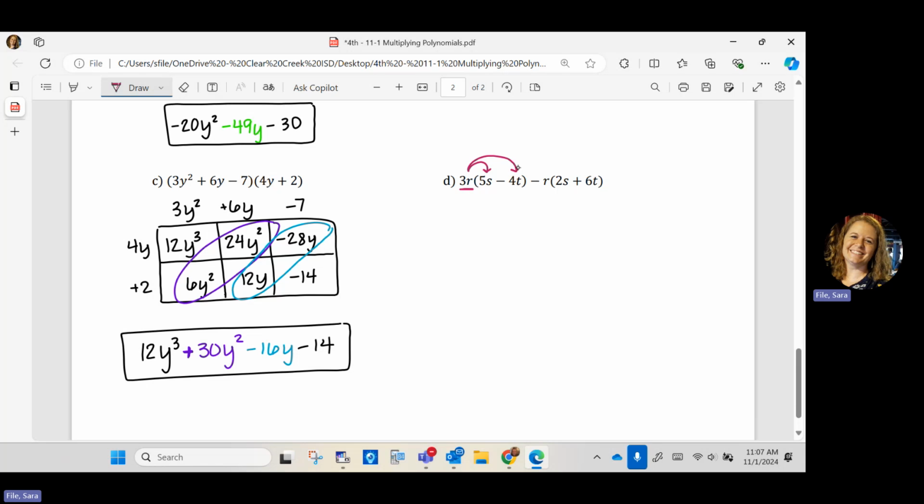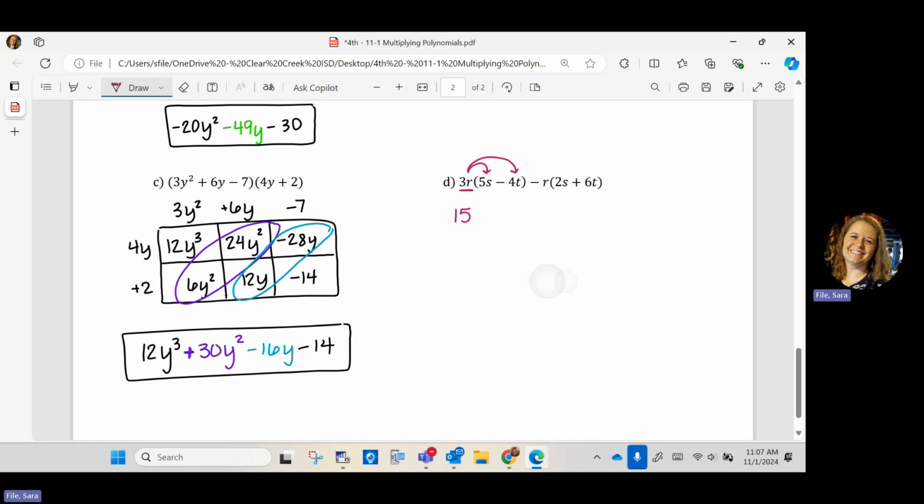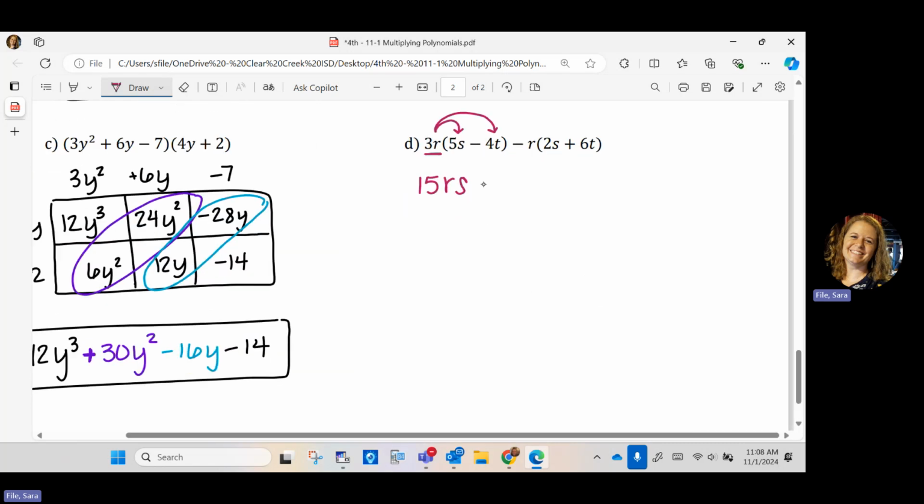So 3r times 5s would be 15. Now, what's that going to be when I do r times s? Yeah, I write it as rs. I cannot combine those. Those are different variables. It's not going to be r squared. It's not r times r. It's a completely different letter. So you just write both letters. Okay, and then 3r times negative 4t would be negative 12rt.